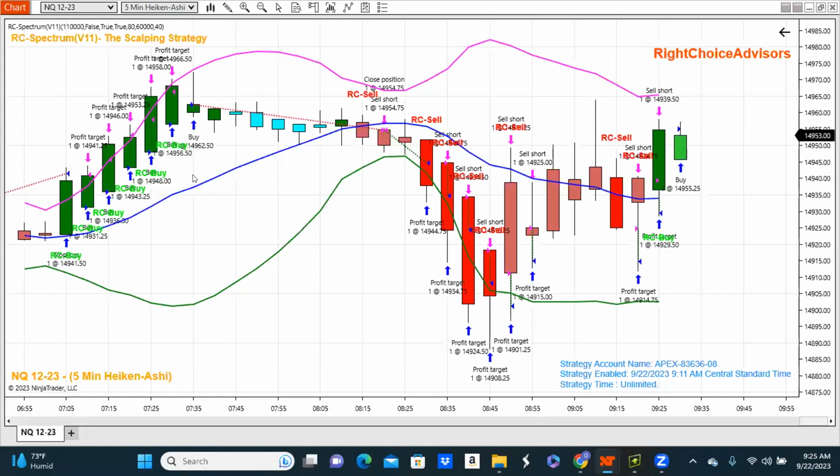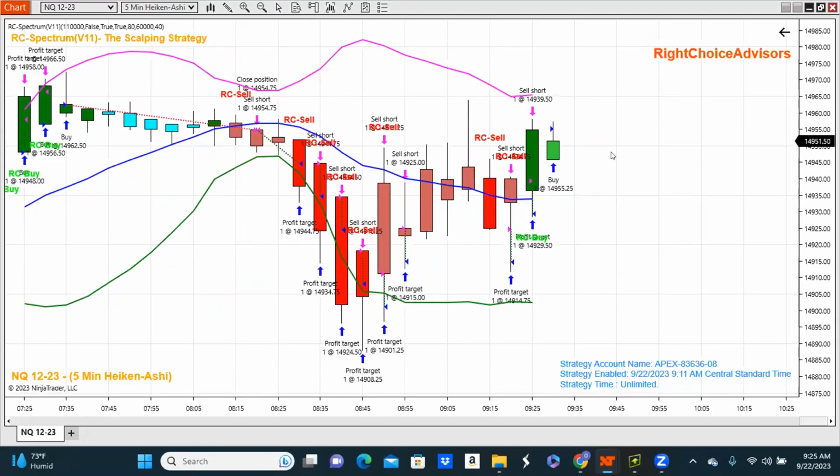And now it took a long position. Earlier the market was going down, so it took a short. Now you can see that there is a buy at 14955. So if it goes to 14965, we'll make another $200.